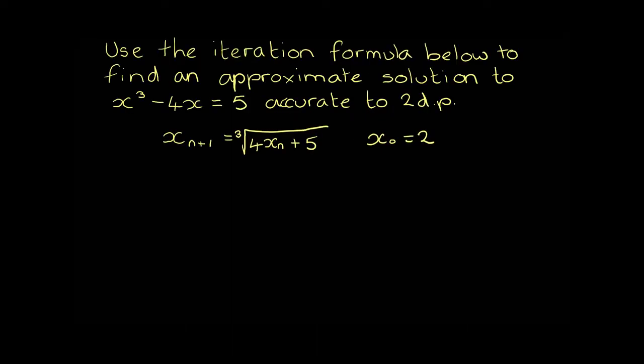So here we have a different type of iteration question. In this question we've been given a formula to use, and we're trying to get an answer accurate this time to 2 decimal places. So we've got an equation, x cubed minus 4x equals 5. That's what we're trying to find a solution to. And we've got a little formula that we're going to use to actually get that approximate solution.